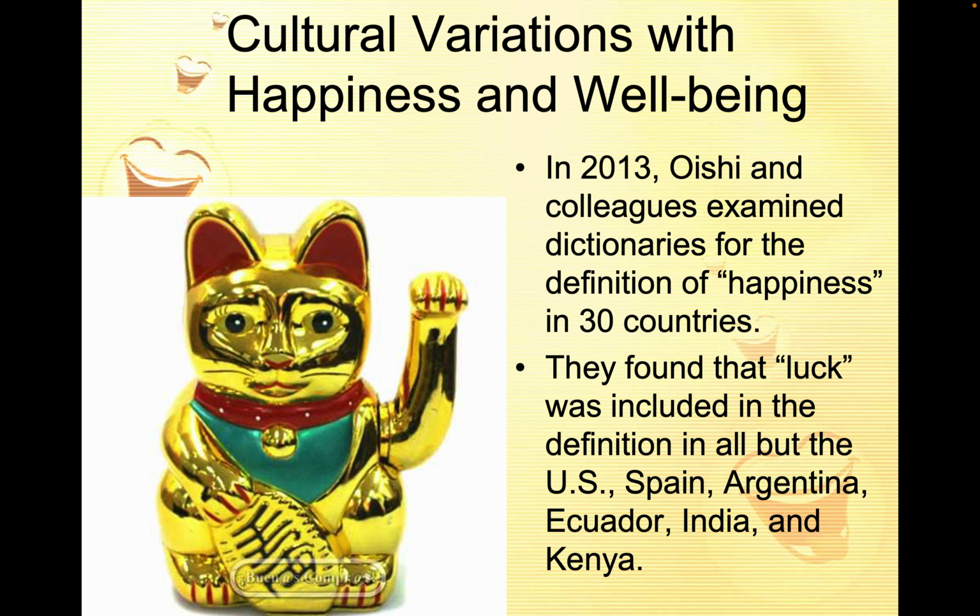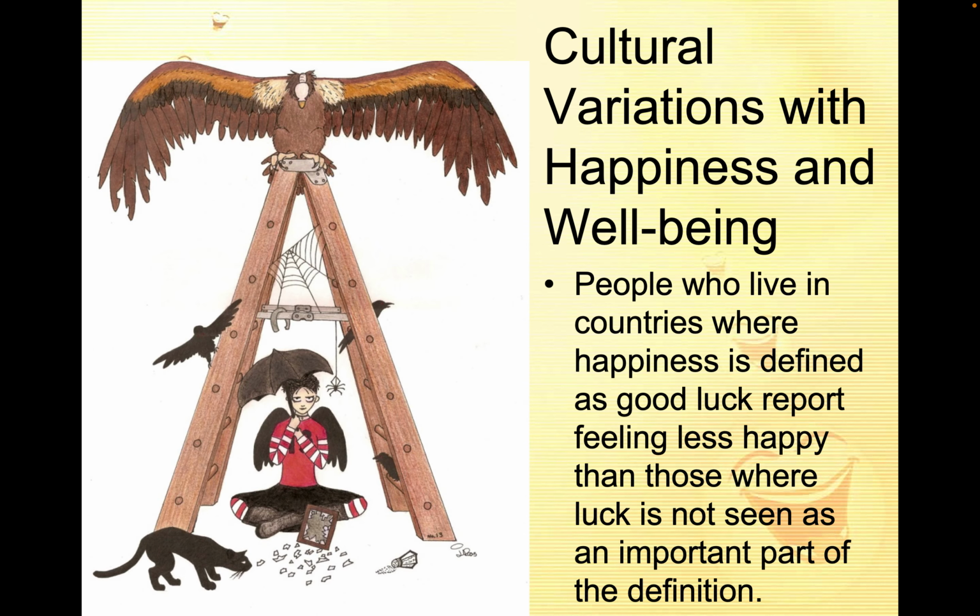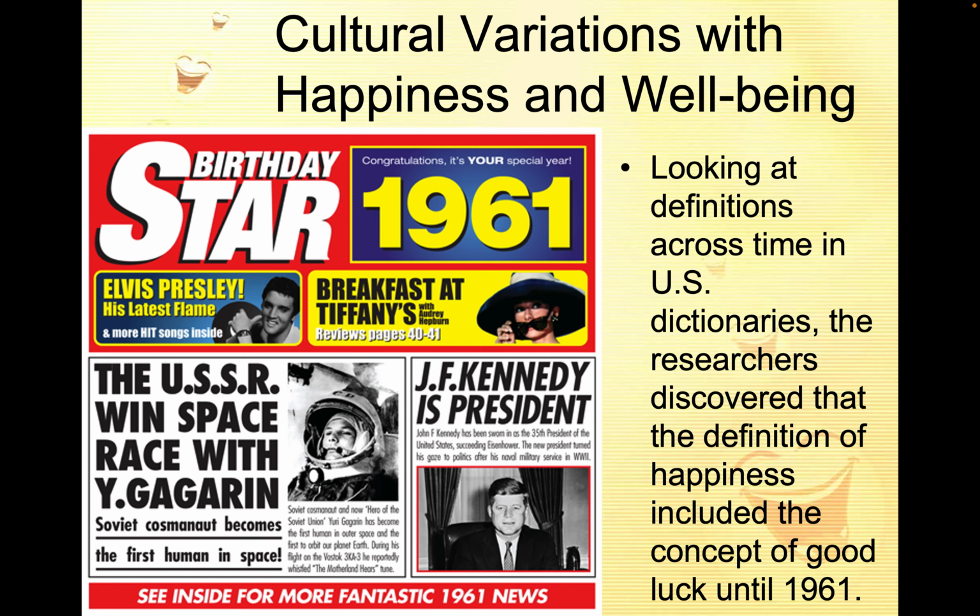In 2013, Oishi and colleagues examined dictionaries for the definition of happiness in 30 countries. They found that luck was included in the definition in all but the United States, Spain, Argentina, Ecuador, India, and Kenya. People who live in countries where happiness is defined as good luck report feeling less happy than those where luck is not seen as an important part of the definition. Looking at definitions across time in U.S. dictionaries, the researchers discovered that the definition of happiness included the concept of good luck until 1961.